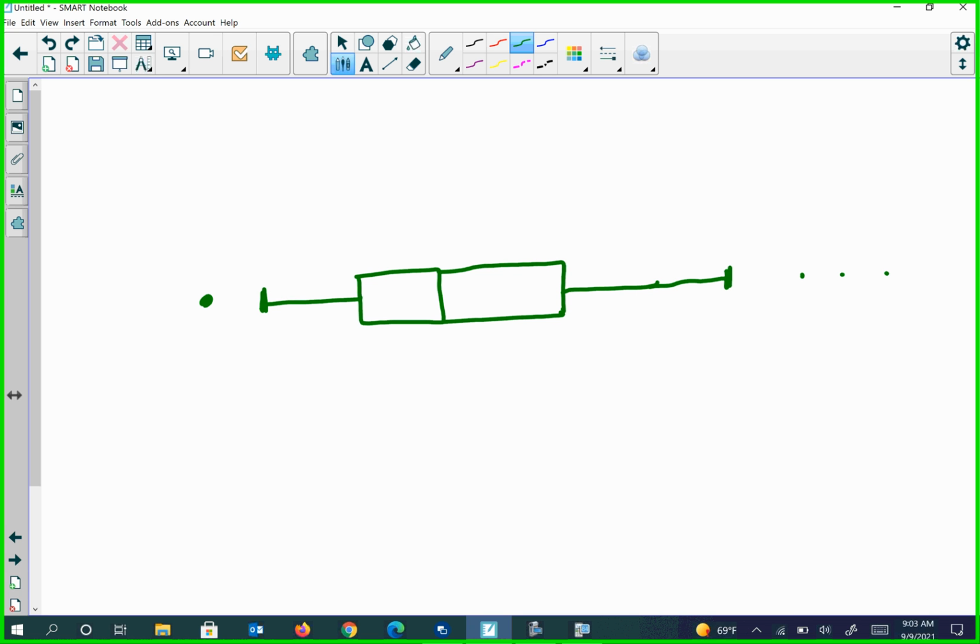So when we look at this, we have 25% of our data here, 25% in here, 25% in here, and 25% over here. You don't include the extreme outliers as any of those 25%, okay? Often those extreme outliers are ignored because it was just a strange event that might have taken place, okay?